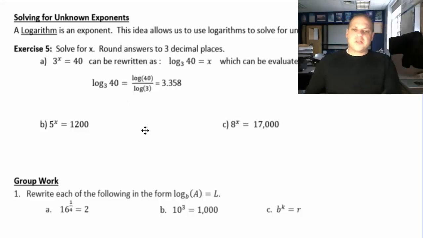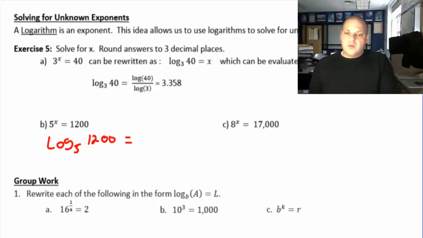And solving for unknown exponents. So here we go. We're just going to be using the log of base. The first one's done for us. We just have 2 to do. 5 to the x equals 1200. I don't know. 5 to the something is 1200. I don't know what that is, right? Big numbers. What do I do? Well, change it to a log. So I can go log base 5 of 1200 equals x. See? Now I can use my logarithms, right?